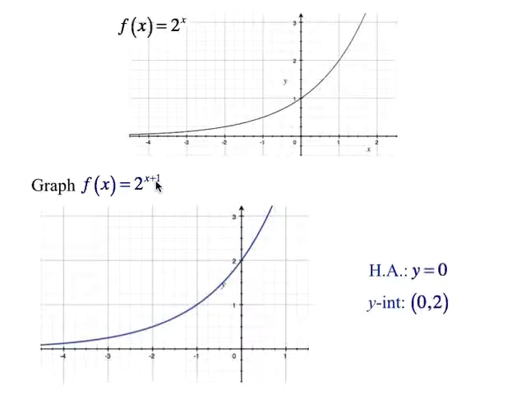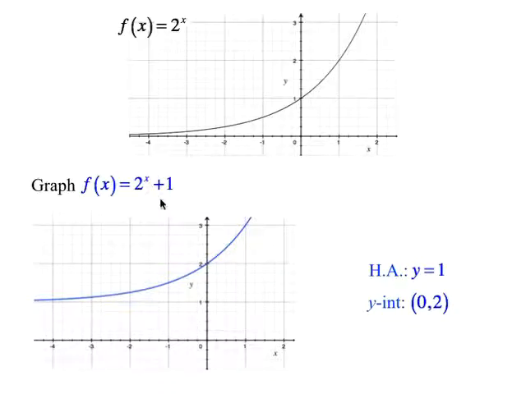Well, since we're sliding directly to the left 2, the horizontal asymptote doesn't change. It's still y equals 0. What does change is our y-intercept. Our y-intercept used to be at (0, 1). Now it's (0, 2), and it's only because whatever the original value is when we put 1 in, it just happened to be 2. Now that's going to slide over and become our y-intercept.